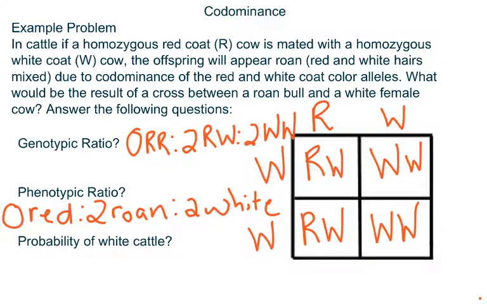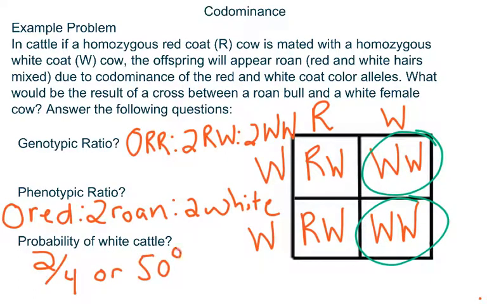Then an example of a probability problem would be, what's the probability of getting a white calf or cattle? So in this case, remember, probability you can write as a fraction or as a percent. So if we want white, here would be the whites. So it would be 2 out of the 4 or 50%.